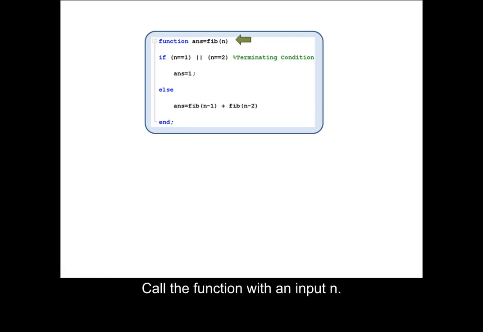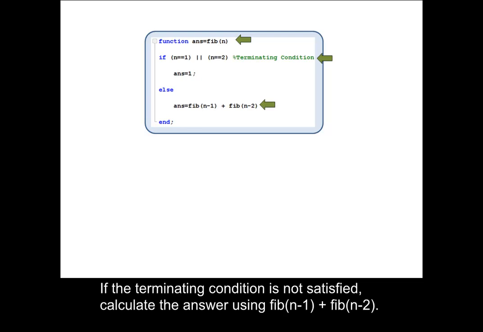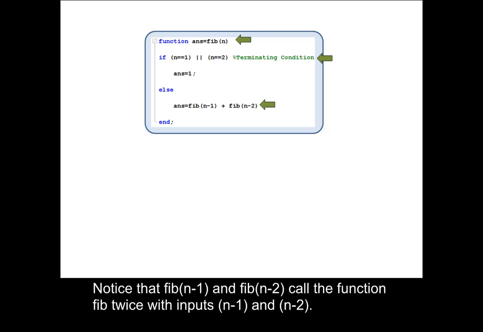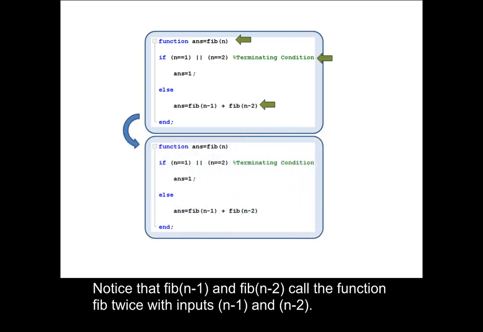Call the function with an input n. Check the terminating conditions. If the terminating condition is not satisfied, calculate the answer using fib(n-1) plus fib(n-2). Notice that fib(n-1) and fib(n-2) call the function fib twice with inputs n-1 and n-2.